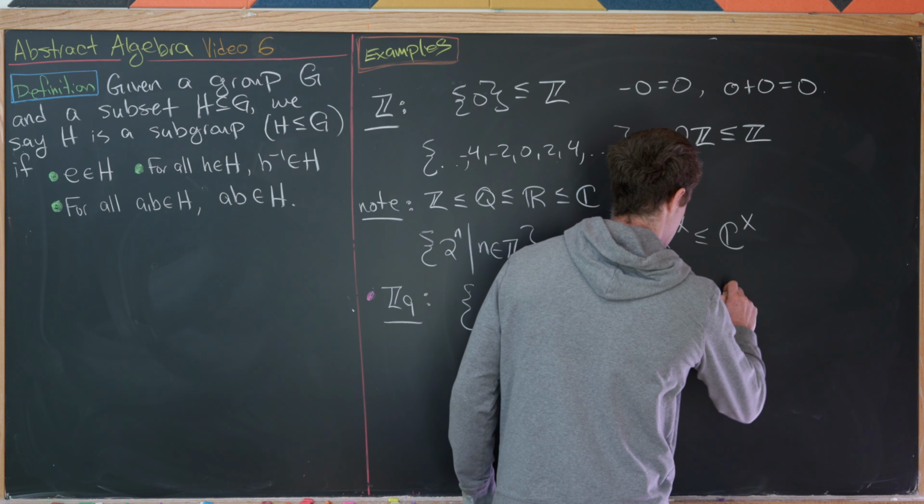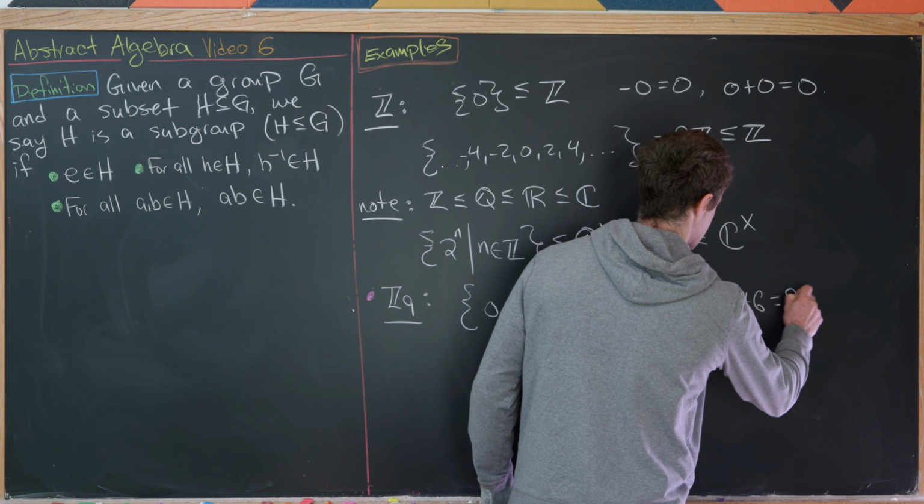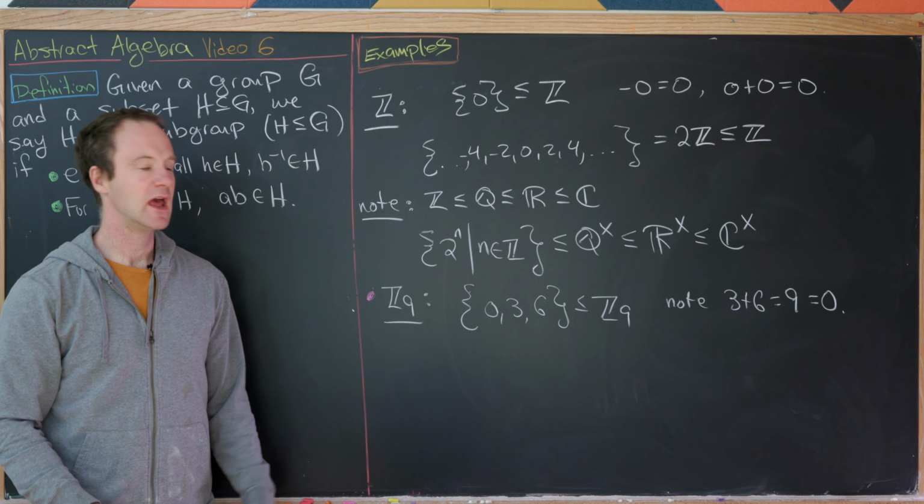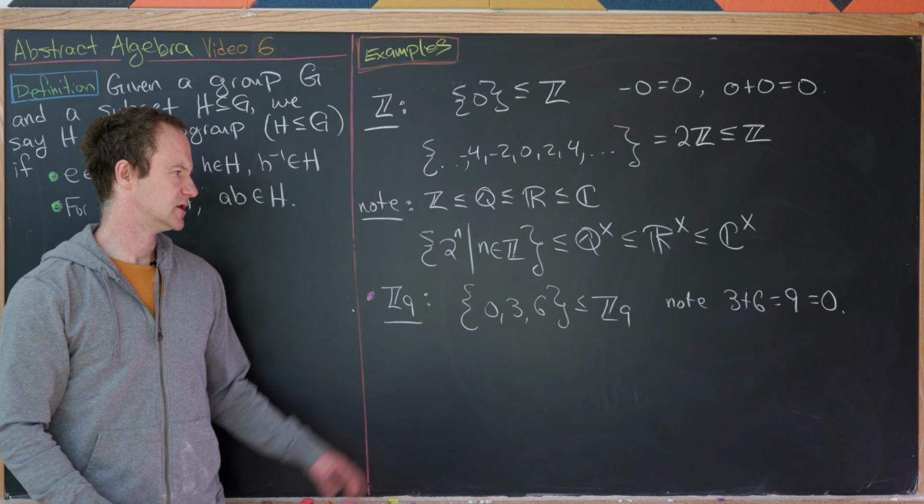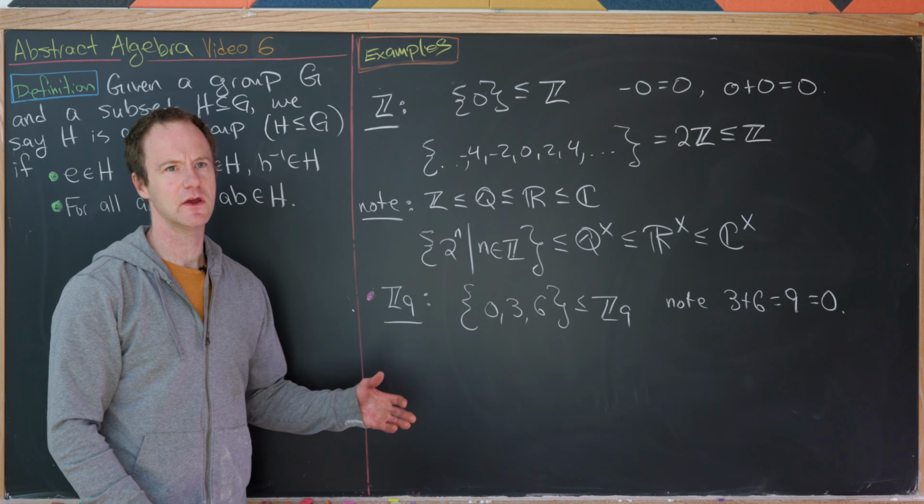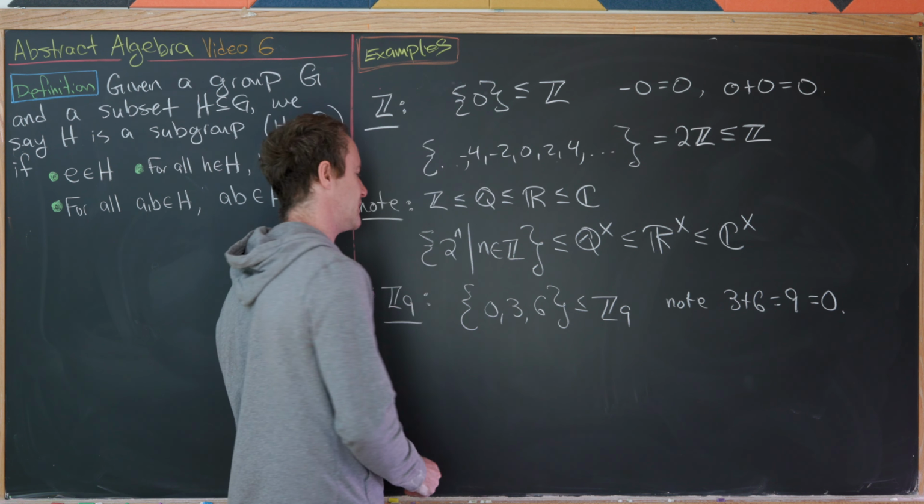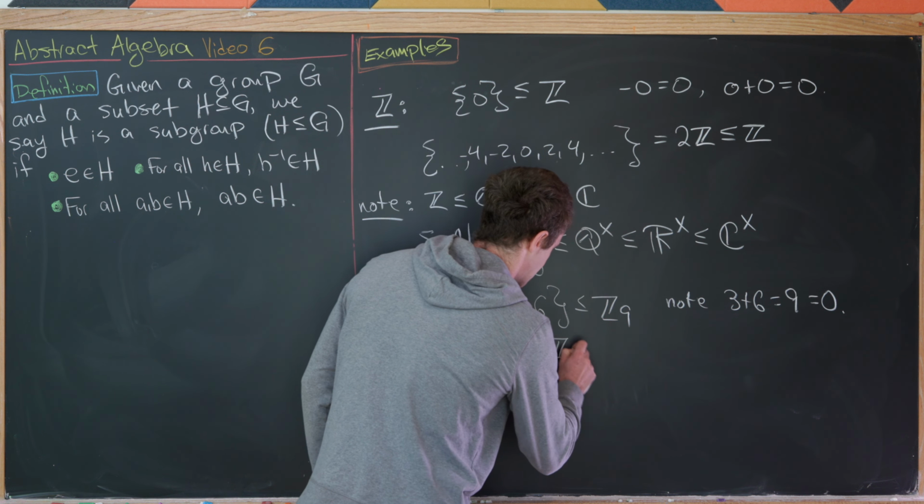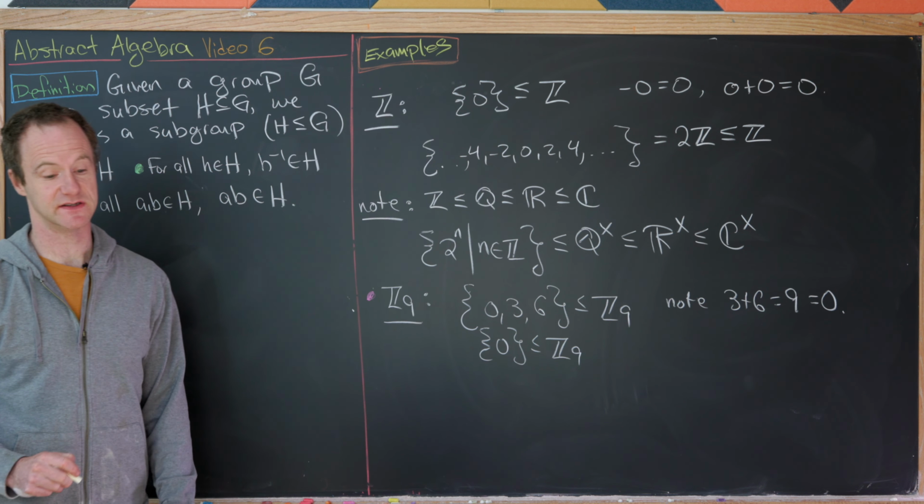Notice that 3 plus 6 is equal to 9, which is equal to 0 inside of Z9. And it's closed. So actually, this shows that it's closed. And then I guess maybe the only other interesting subgroup here would be just the set containing 0. So that's also definitely a subgroup of Z9.